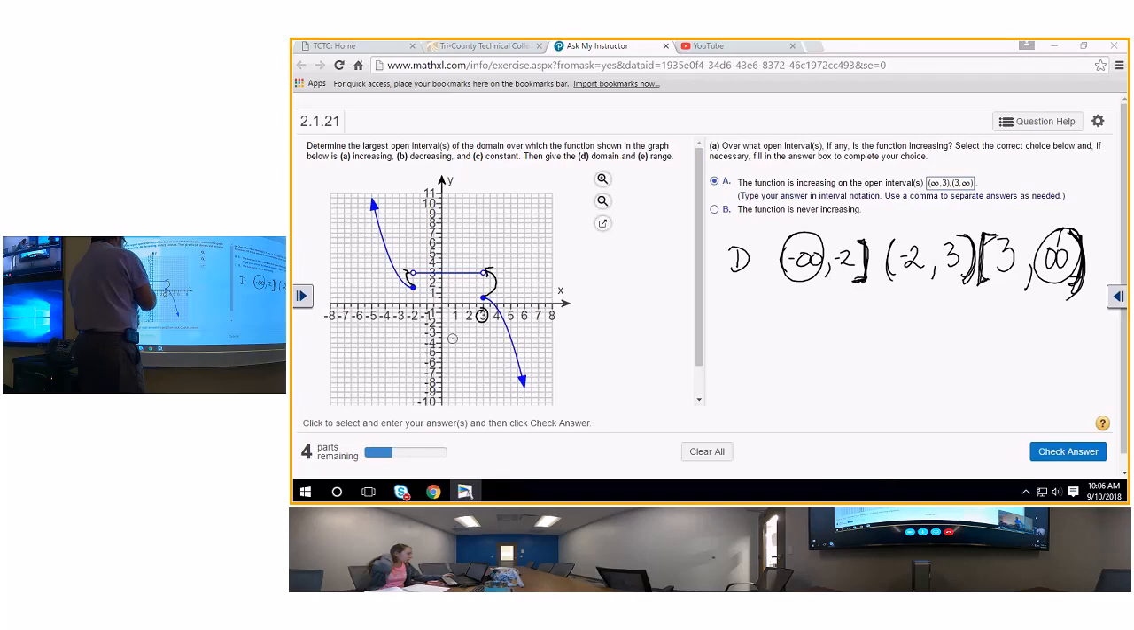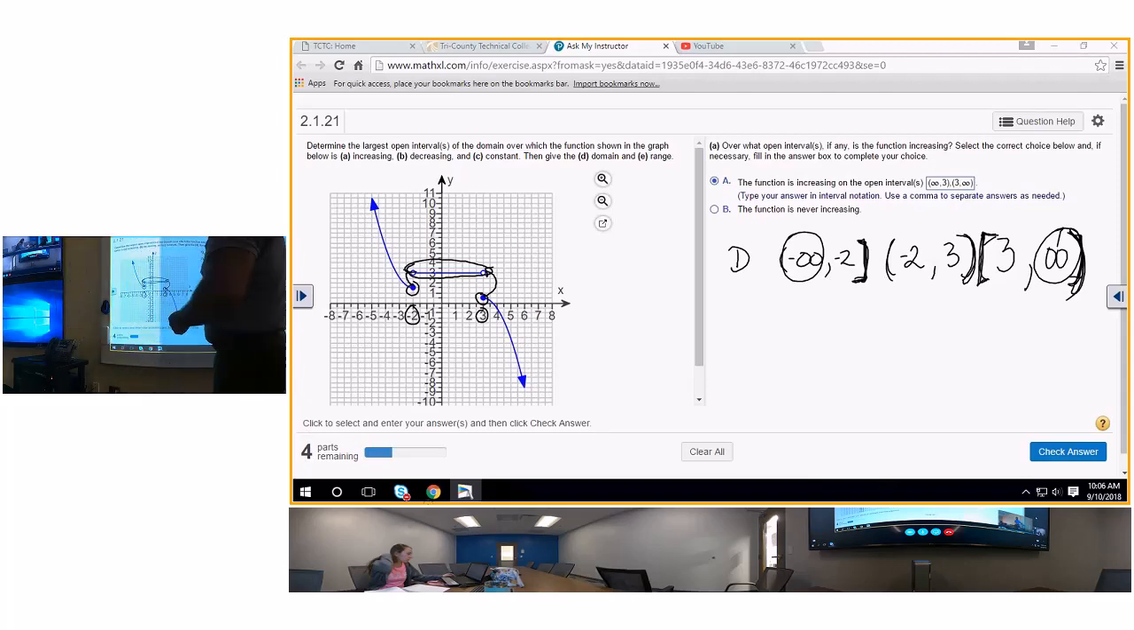Okay? So 3 is used. Is 3 used? Yes. Is negative 2 used? Yes. Even though this says it's not, in the overall function, it's what? It's used. You see what I'm saying? So you can actually say that the solid cancels out the open.